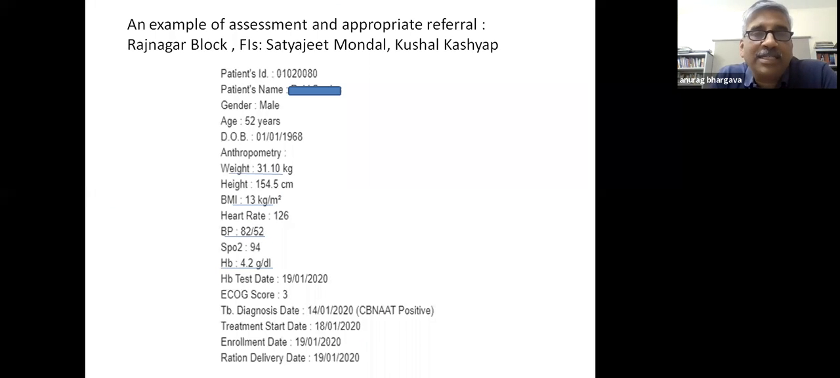I'm happy to share this slide where the field staff has made this assessment. In a 52-year-old, the weight is only 31 kgs, the BMI is 13. The patient has hypotension, has severe anemia, and this patient was again referred. Everything is there.